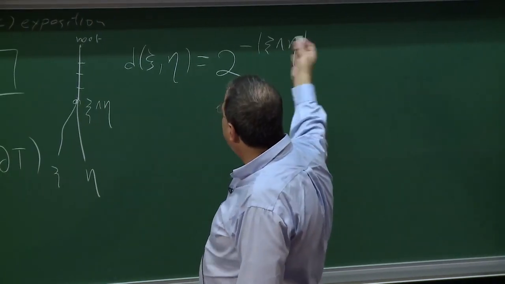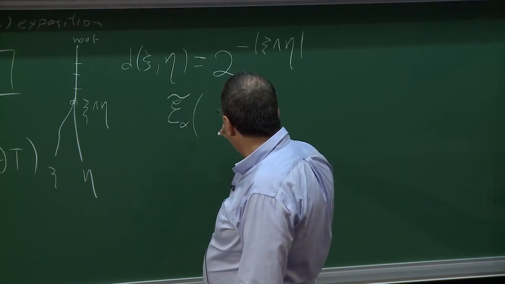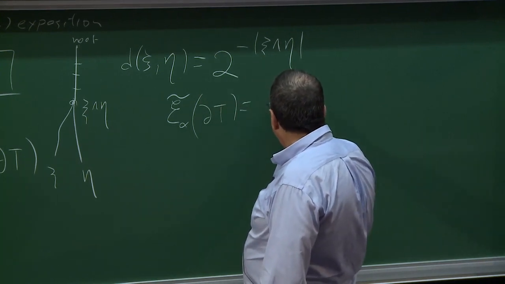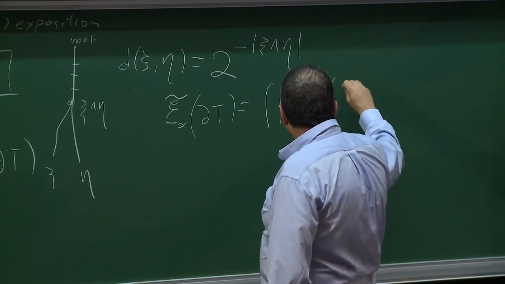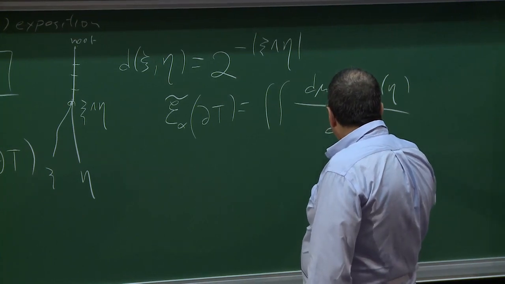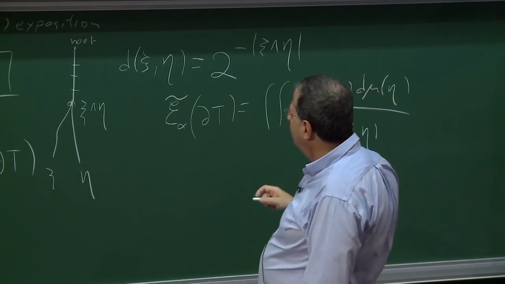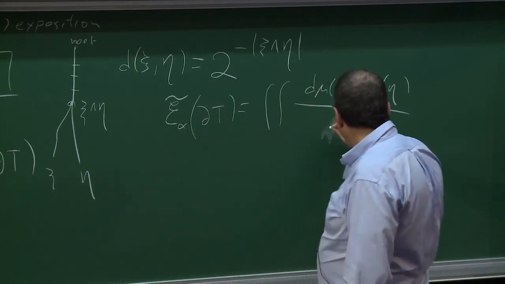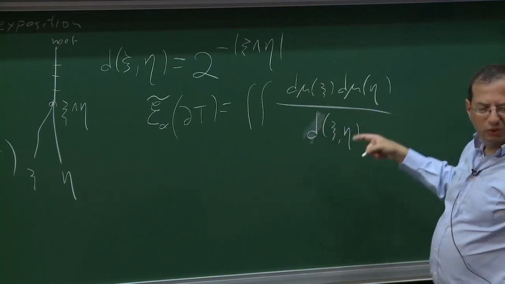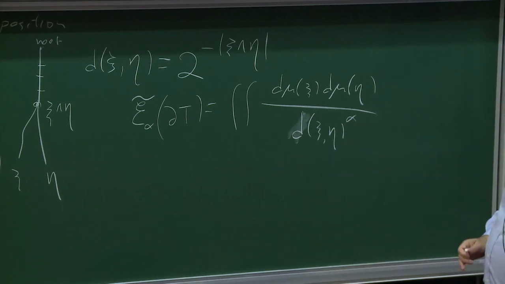And then the rest of the definition proceeds as above. So the alpha energy, I'll put a tilde to remind us that we're on the tree, of the boundary of the tree is just the integral d mu(xi) d mu(eta) of the distance between xi and eta. I hope that's okay. And we take the distance to the power alpha.